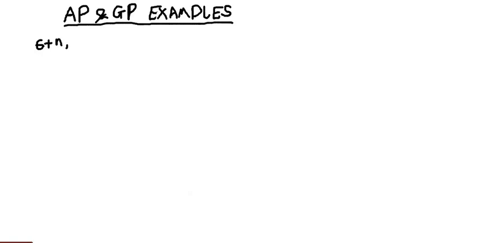The first term is 6 plus n, the second term is 10 plus n, and the third term is 15 plus n. So we've only been given the first 3 terms. We don't know the 4th term, the 5th term, and so on and so forth.